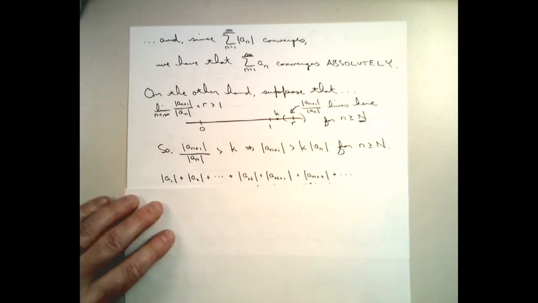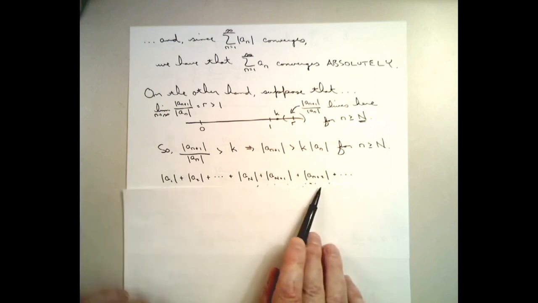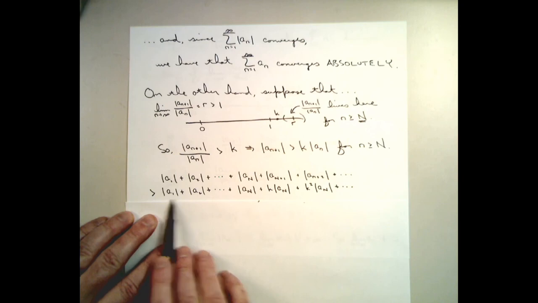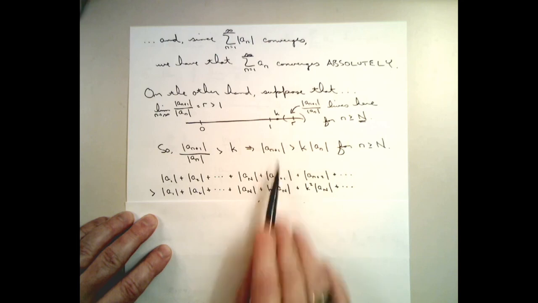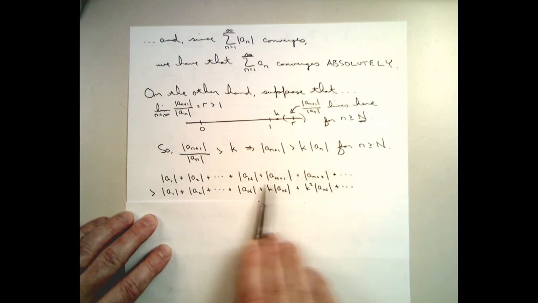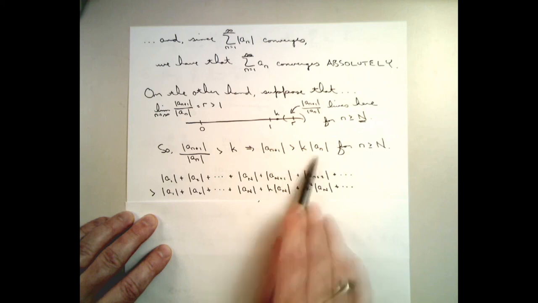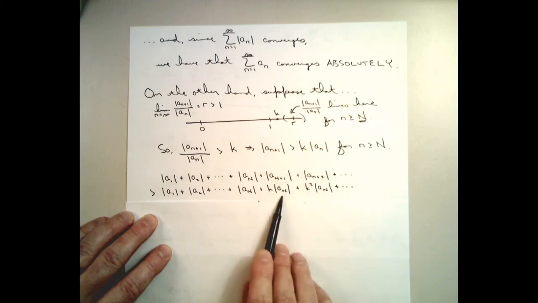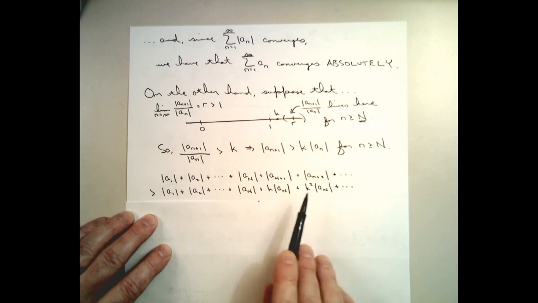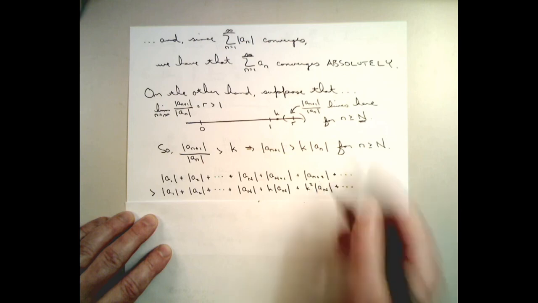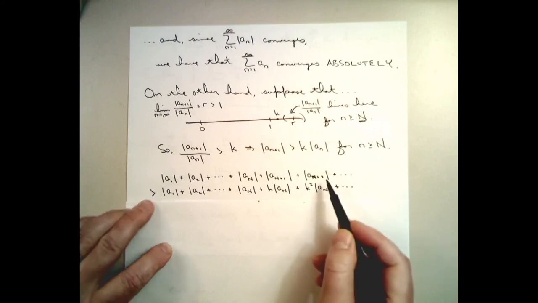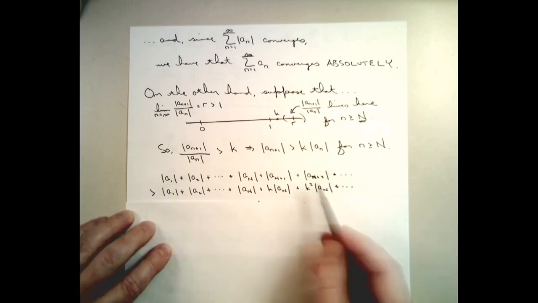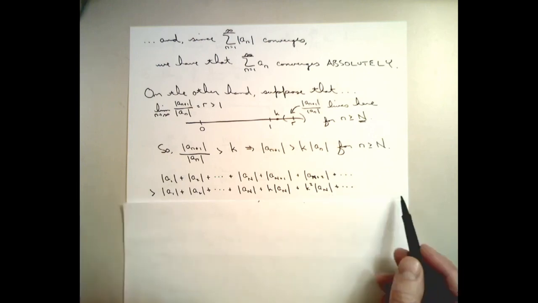And so if I write down the terms of my series again up to a sub n, then by the time I got to big enough here, a sub n plus 1 is going to be bigger than k times the previous term. But then as I move forward, I'm going to be able to write a sub capital N plus 2 as being bigger than k squared times a sub n, and so on, right?